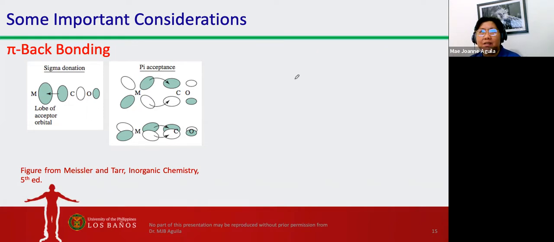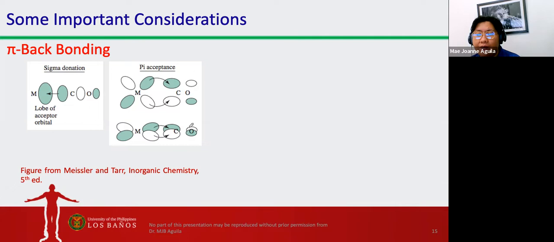What happened is there is a transfer of electrons from the metal to the ligand. And this is referred to as the pi acceptance or the pi back bonding. Back bonding because the direction of electron flow is from metal to ligand. So this is just showing us one of the d orbitals that is compatible, with a view that is parallel to the screen, and this is perpendicular to the screen, just to see what this pi acceptance or pi back bonding is.